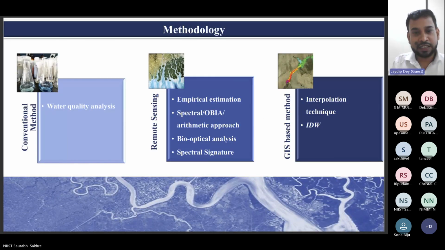In this study, I have used three different types of methodology: the conventional method for laboratory analysis of water quality; remote sensing techniques like empirical estimation, spectral analysis, object-based image analysis, its arithmetic approach, bio-optical analysis, and spectral signature; and a GIS-based method for interpolation of the conventional method.